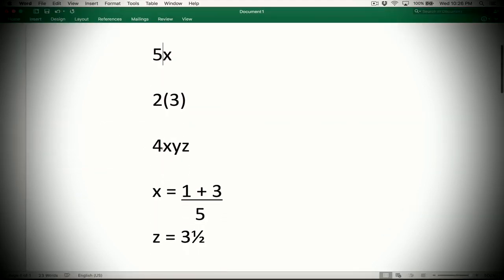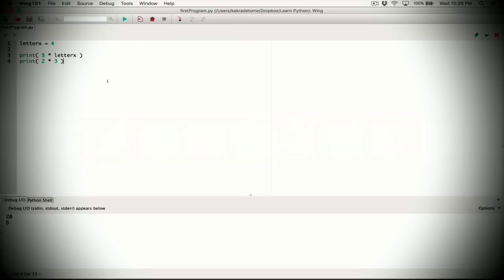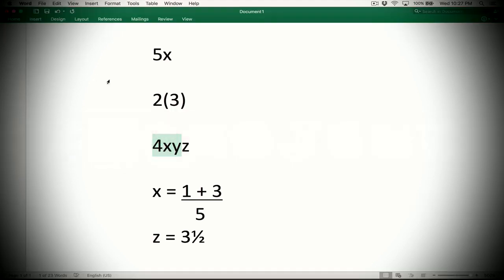4xyz. We know all these are multiplying: 4 times x times y times z. So the way we would write that in a Python program is 4 times x times y times z. We know letter x is already declared, so 4 times letter x. If we define this as x, it's basically supposed to look like this, but I don't want us to create variables with these names. They can be very hard to keep track of. So let's call it letter x, and multiply 4 times letter x times letter y and times letter z.